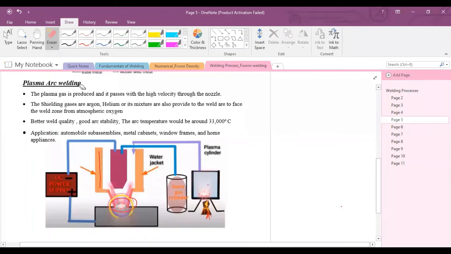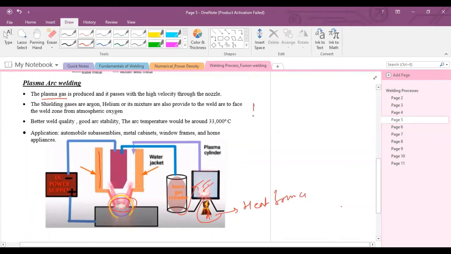Plasma arc welding is a type of arc welding, and it is non-consumable electrode arc welding. In this type of welding, plasma gas is used to melt, or weld, the base metal. This plasma arc is produced in this process. First, there is one chamber. In this chamber, inert gas is transferred, and under this chamber, there is one heating source. This heating source provides heat to the inert gas.